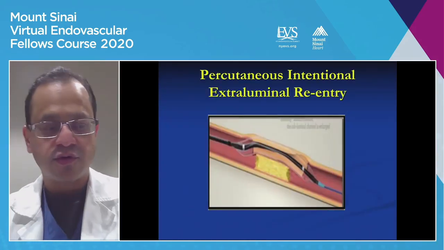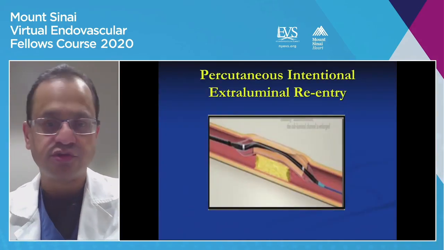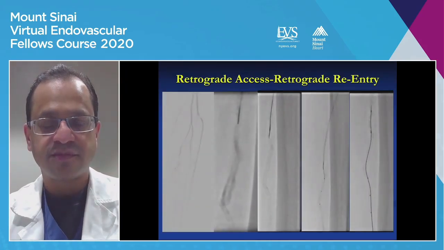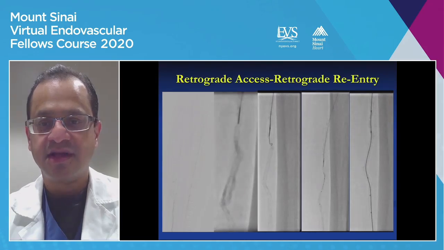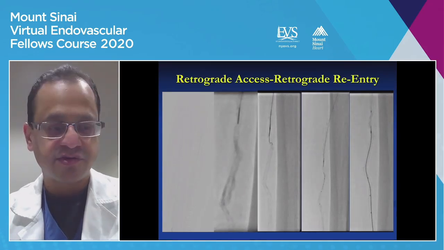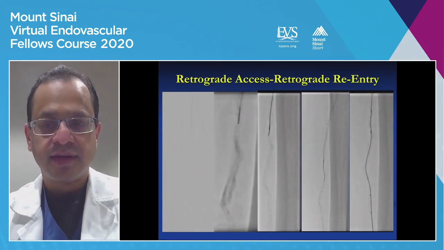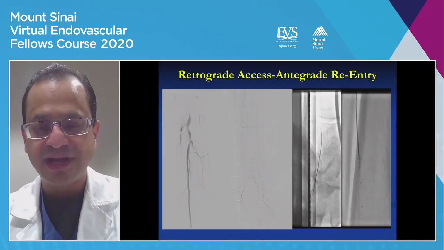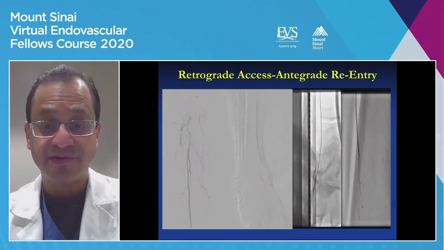This is the technique where you go subintimal and then you cross back into the true lumen. This is a case where we couldn't enter from up top because of the calcium that you see there, but we were able to find a channel retrograde. Here's a case where we got access from below and then created a few channels, and then we were able to enter the true lumen, actually antegrade.